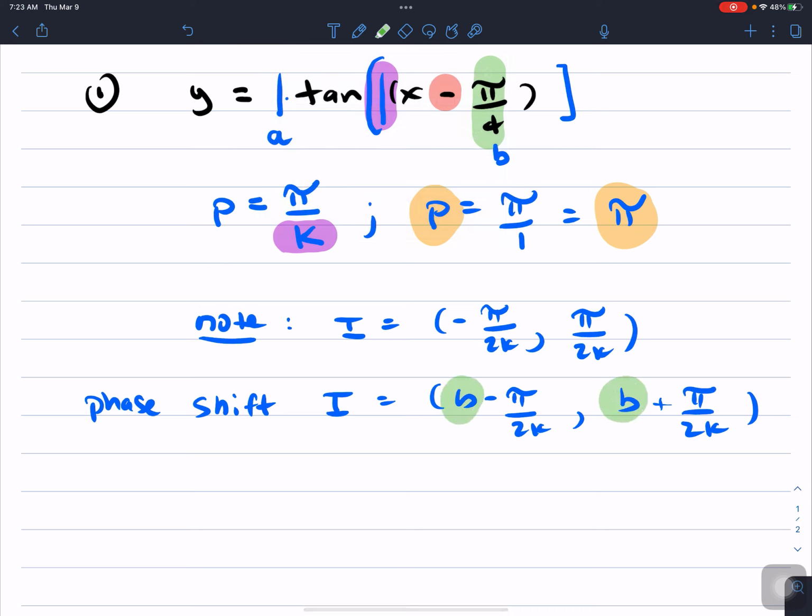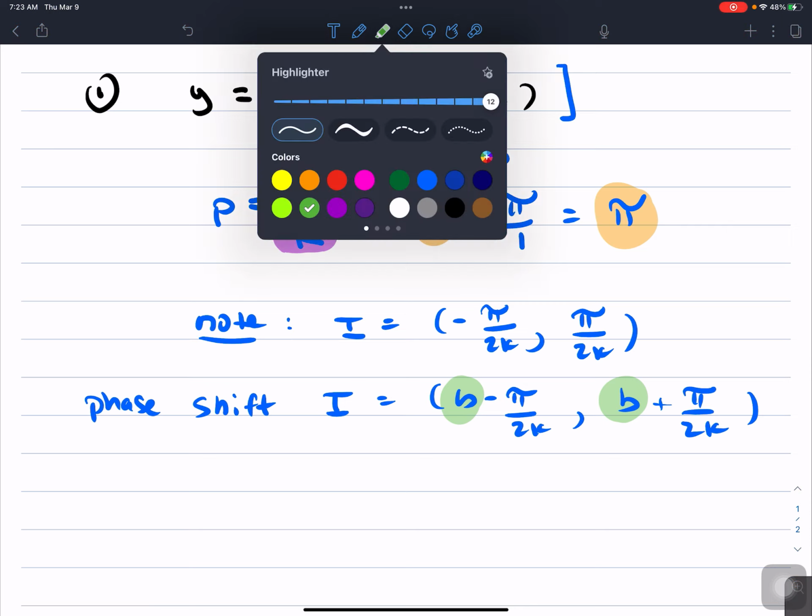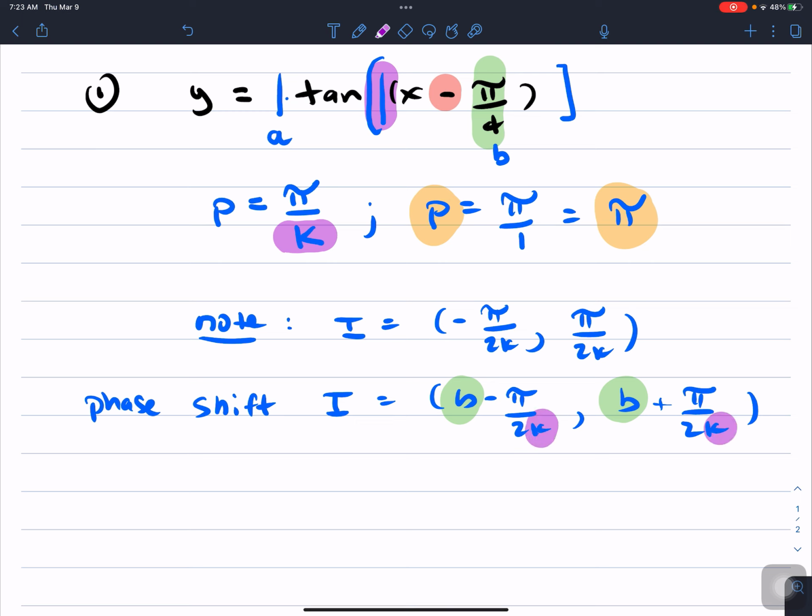So what's your b value here? It's here and here. Now, that's not your period though. That's pi over 2k. So we already know k is the value of 1. And b is pi. So our interval of 1 cycle will be pi minus pi over, what's 2 times 1? Is that 2? Pi plus, what's 2 times 1? Is that 2?